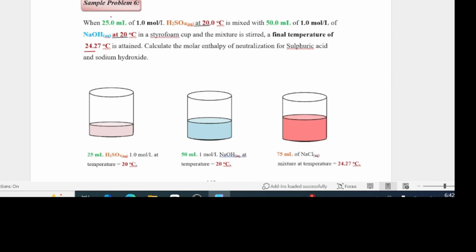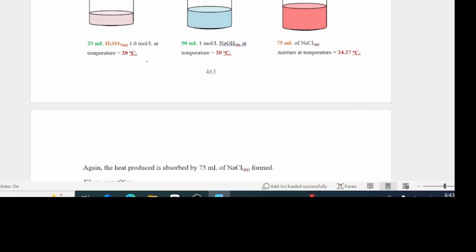We're using half the volume of sulfuric acid compared with that of sodium hydroxide. But look, the concentrations are the same. Why do you think I deliberately used 25 milliliters? Because this is a diprotic acid here. So to get equimolar quantities of H and OH ions, I had to use only half of the volume of this acid here. Alright. Next difference is that we're adding 25 milliliters to 50 milliliters, so we'll only end up with 75 milliliters of solution.